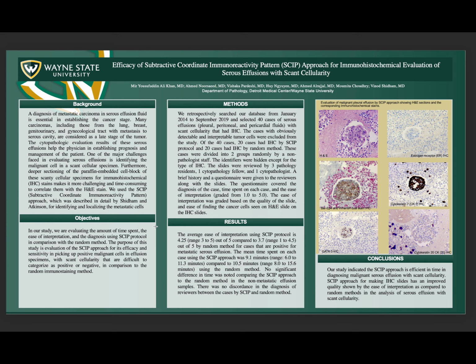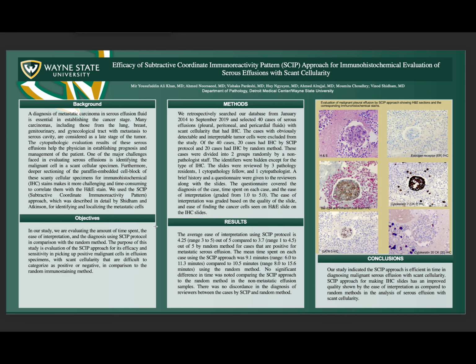The mean time spent on each case using SCIP approach was 9.1 minutes, ranging from 6.0 to 11.3 minutes compared to 10.5 minutes, ranging from 8.0 to 15.6 minutes using the random method. No significant difference in time was noted comparing the SCIP approach to the random methods in the non-metastatic effusion samples. There was no discordance in the diagnosis of reviewers between the cases by SCIP as well as the random methods.